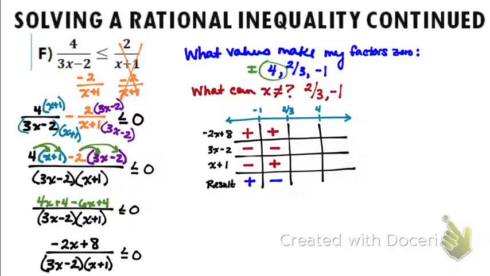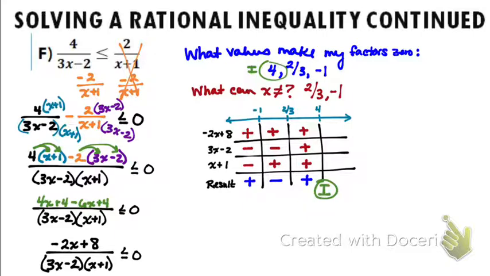In between 2/3 and 4. 1. -2 times 1 plus 8 is positive. 3 times 1 minus 2 is positive. 2 plus 1, positive. For an overall result that would be positive. Don't forget we are including this 4. That's the only one that it could be equal to.